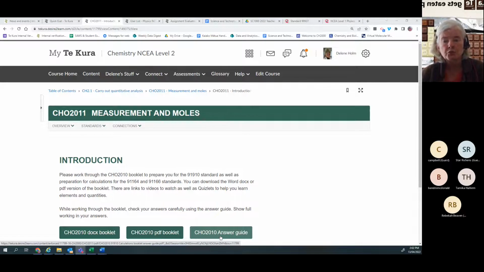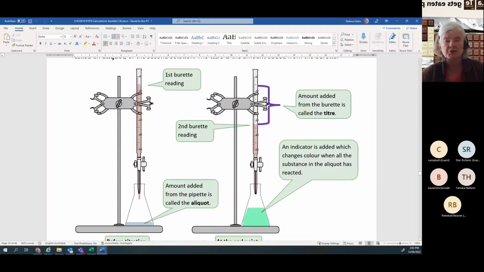Do not work through the modules. You're just wasting your time. You just work through the booklets and that'll teach you everything. Within the booklets, there are also links to videos. So let's have a look now at this booklet, and we're going to be looking at titrations.